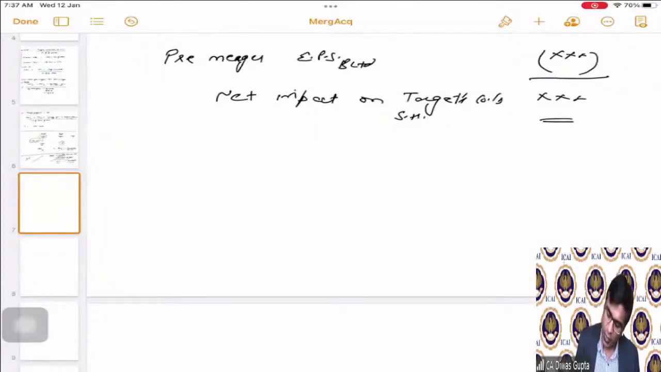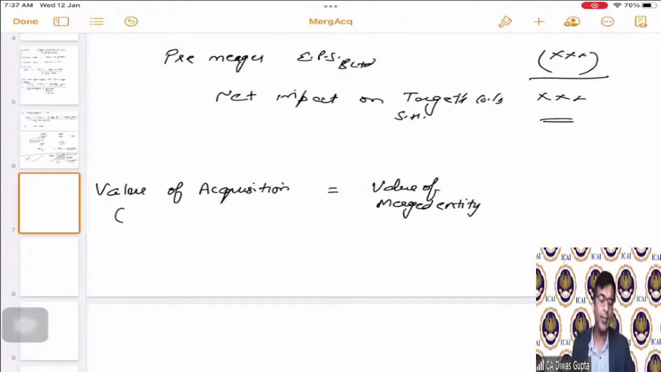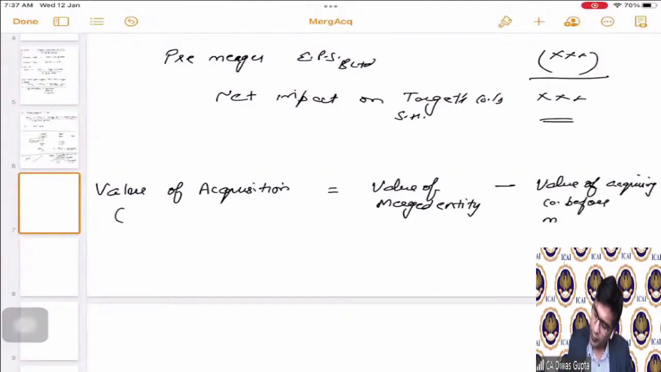Now, what is called the value of acquisition? There is a term called value of acquisition. This is from the point of view of the acquiring entity, which is A Limited. It is the value of the merged entity minus the value of the acquiring company before merger. Simple. This we are calculating from A Limited's perspective.